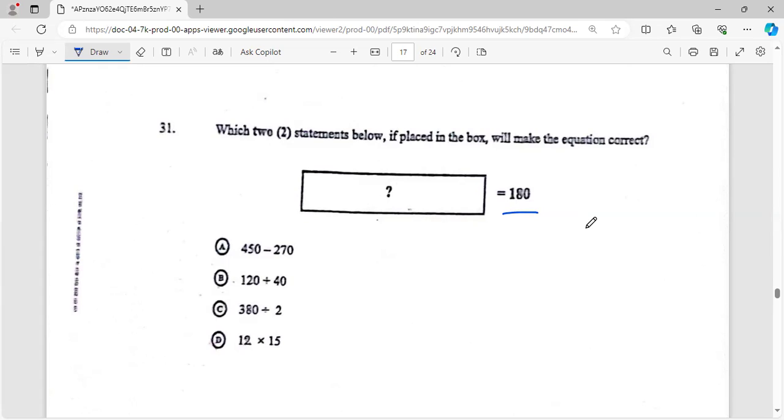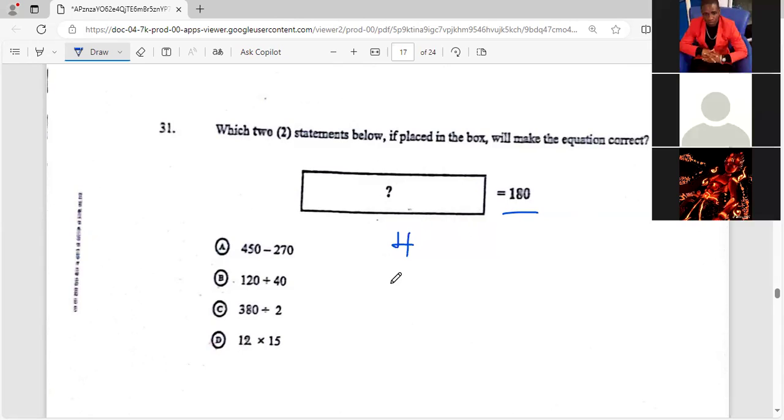What's the answer for this one? Sir, A and D. All right, A and D. Tijan, I agree. Prove it that it's A and D. Sure, I got 182 for D. All right, Tijan, prove it now. Show me that it's 180. Sir, when I subtracted 270 from 450, I got 180.